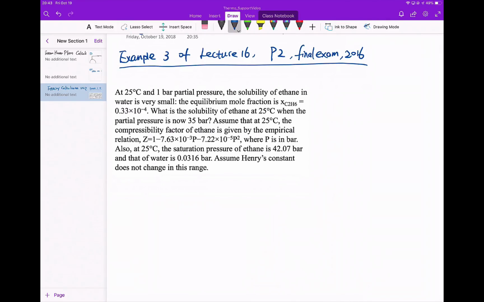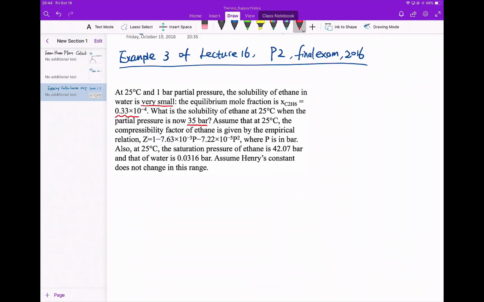It says at 25 degrees C and 1 bar partial pressure, the solubility of ethane in water is very small. So whenever you see very small, dilute, then this is a strong hint of using Henry's law. The equilibrium mole fraction is indeed a very small value, 0.33 times 10 to the minus 4. And then we are asked to calculate what is the solubility of ethane at 25 degrees C when the partial pressure is now 35 bar.